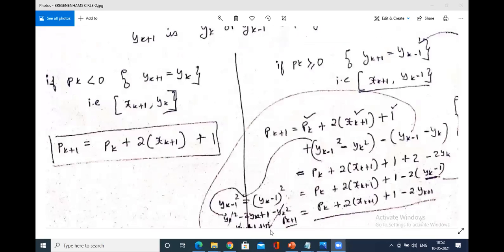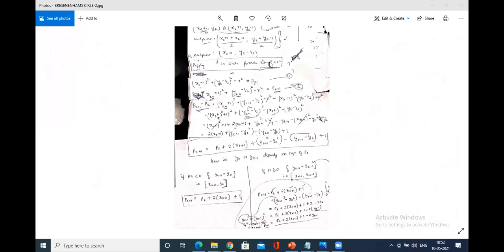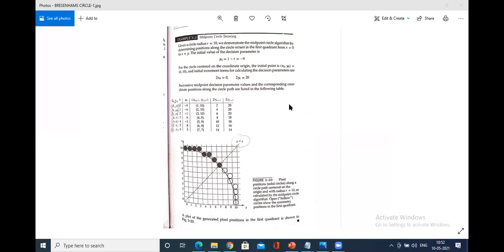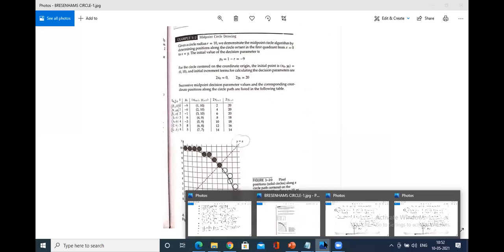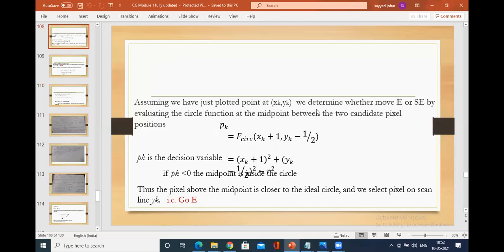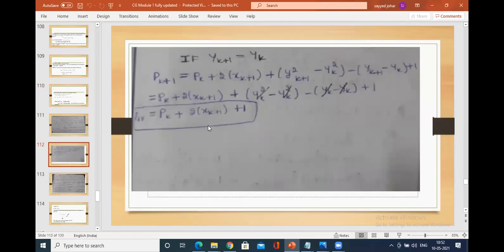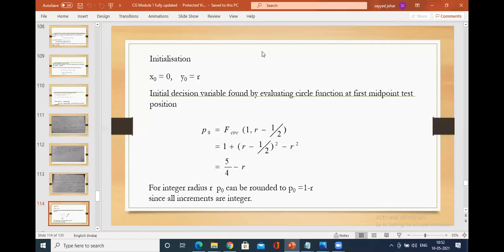Finally, let us review the formulas that have been given so that you find it easy while solving the problem. I hope all of you have gone through the sheet that has been shared with you. This is what the Bresenham's circle drawing algorithm talks about. The same thing is given in the PPT: how you evaluate the circle formula at the midpoint, then the calculations to get the value of pk. Then one more concept is getting the initial decision parameter, which is also shown to you here.